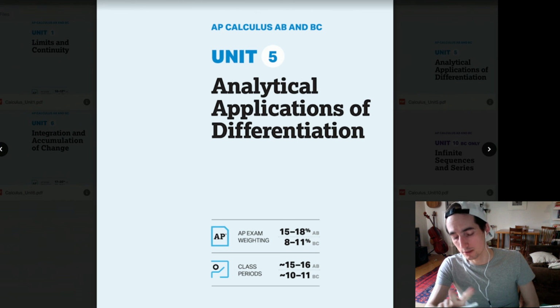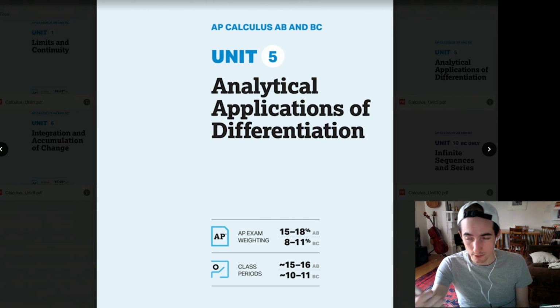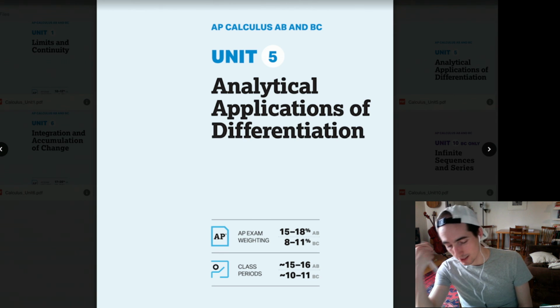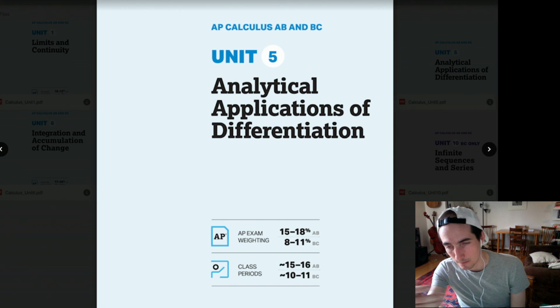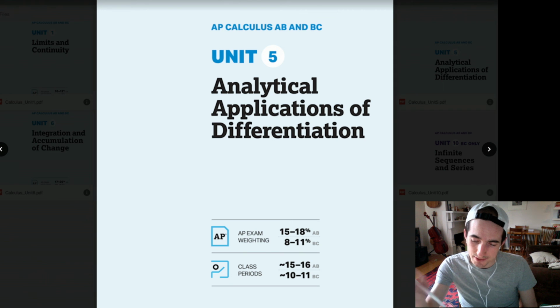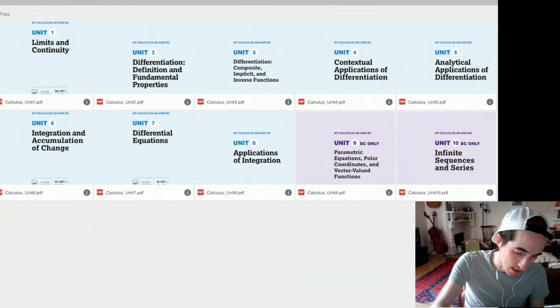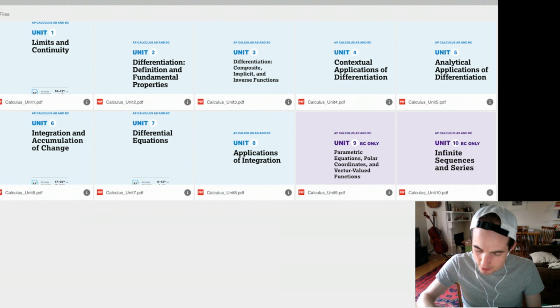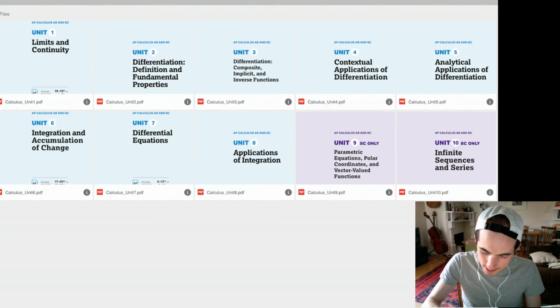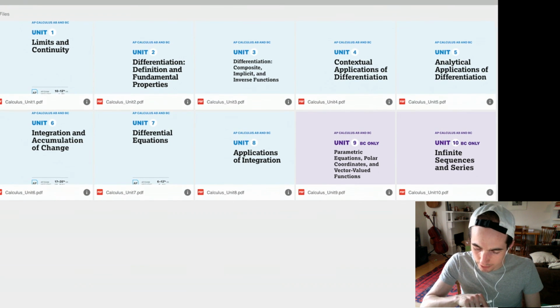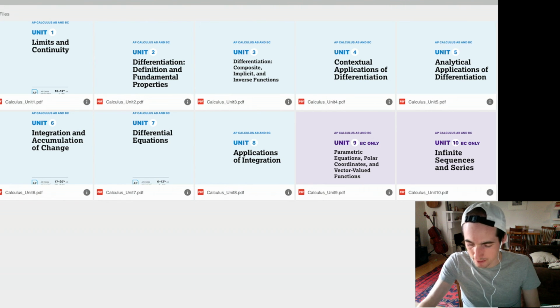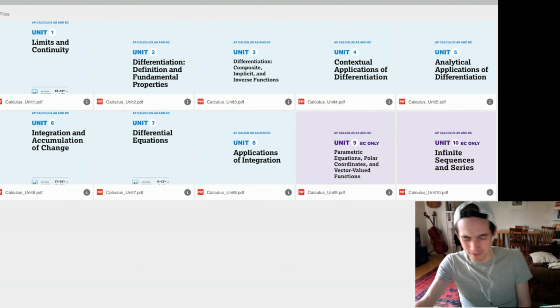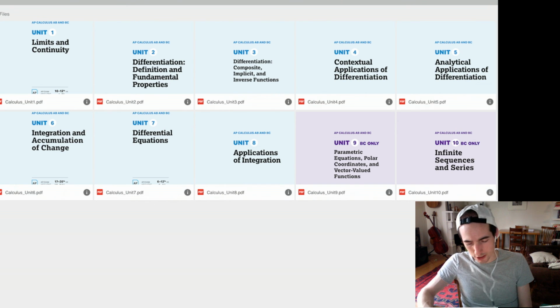Usually there's two units that aren't on AB, which are sequences and series and polar coordinates. But since they're not even including polar coordinates, the only difference is sequences and series. So almost exactly the same over here. You can even see here, the purple ones at the end are BC only, and Unit 9 they're not even doing. So the only difference is that there's some sequences and series. But if it's two questions, I don't know how they could do all of these topics with two questions.